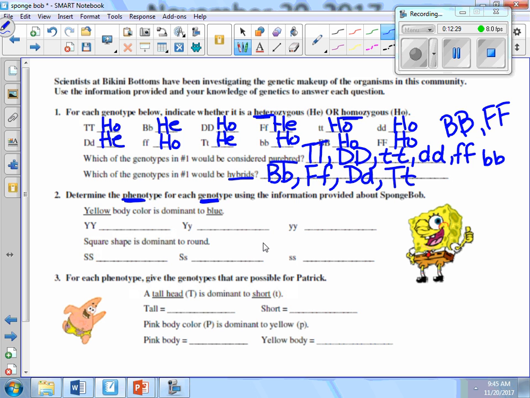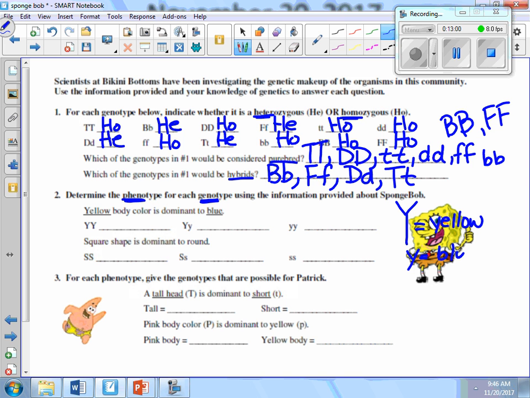So yellow is dominant to blue. So what letter is yellow going to be? Yellow is dominant to blue. Uppercase Y. Yellow is big Y. That's yellow. If you need to, write it down. And they said yellow is dominant to blue. What's blue's letter, Lindsay? If yellow is uppercase Y, what's blue's letter? Yes, lowercase y. Good job.